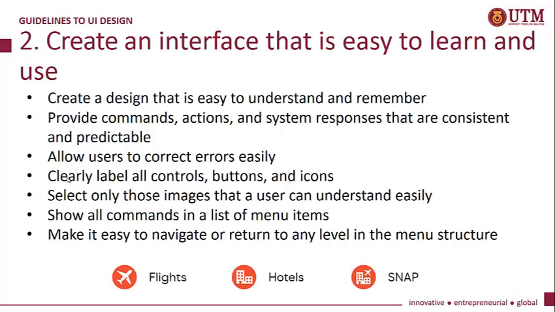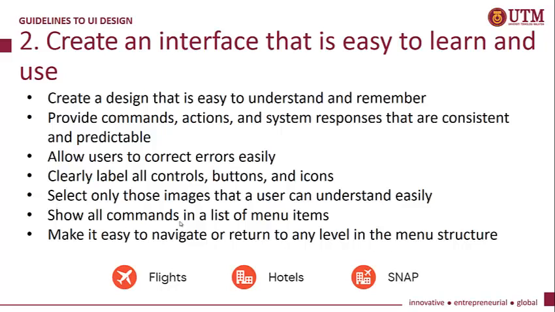Then use clear labels on all controls, clear labels on the buttons and the icons. This, for example, is the icon for flight booking. So you use a clear icon that users can understand, a clear image, and clear labeling. Select only those images that a user can understand easily. This means you need to use the right metaphor for your design.